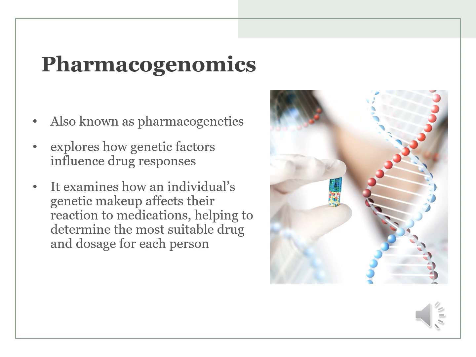Pharmacogenomics, also known as pharmacogenetics, is the field of pharmacology that examines how genetic factors influence drug responses. It examines how an individual's genetic makeup affects their reaction to medications, helping to determine the most suitable drug and dosage for each person. For example, certain antidepressants' effectiveness can be influenced by genes CYP2D6 and CYP2C19. Physicians may test for these genetic markers before prescribing certain types of medication to tailor the treatment to the patient's genetic profile.